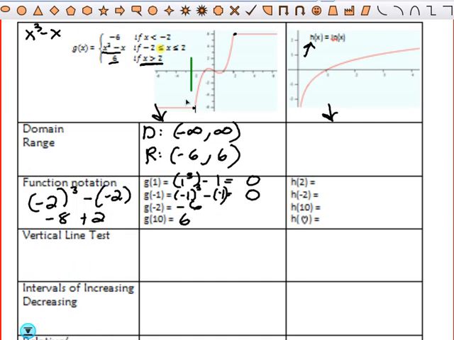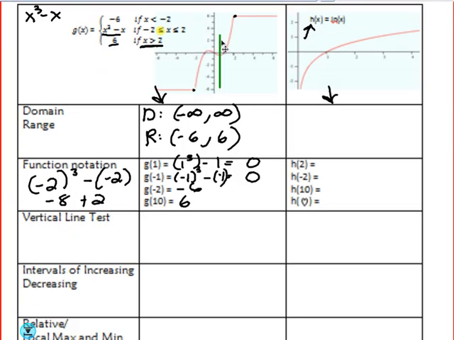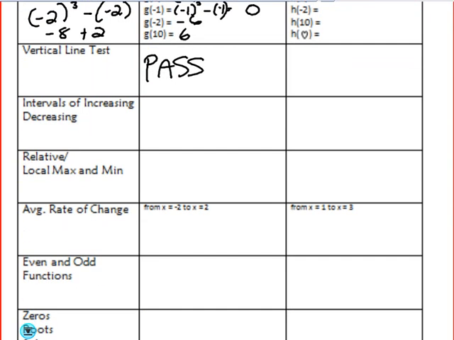You can see that no matter where I draw this vertical line, I could drape that wherever I want to go, and I'm only going to touch this function at one point. So this one passes. It is a good function. Woohoo. Notice my excitement. Are you excited? Are you pumped? I'm pumped.